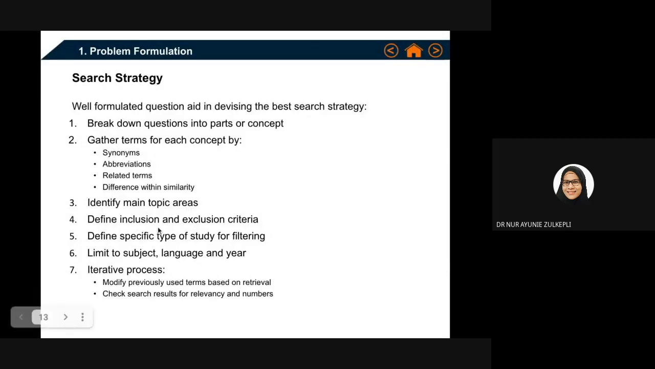Identify the main topic area, define inclusion/exclusion criteria, define specific types of study and filtering, and limit the subject, language, or year that you want to focus on. Let's say you want to focus within the last 5 years, for example. And you can apply an iterative process using the terms that you can retrieve from the papers that you choose, or check the search results for relevancy and numbers as well. So this is a search strategy that you can apply when you do a literature search in the database.